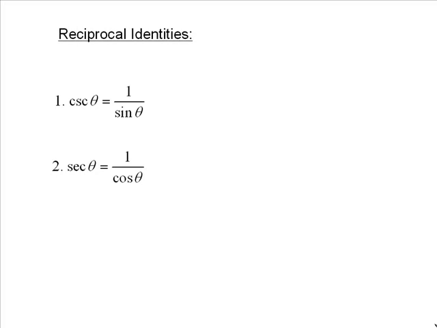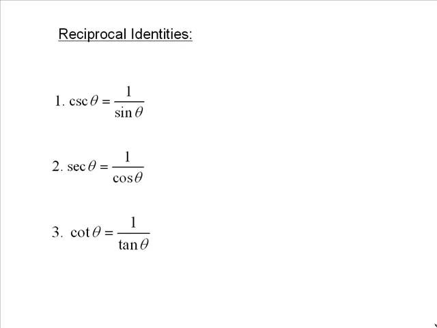The second one, secant theta is equal to 1 over cos theta. Same restriction, pretty much. Cos theta cannot be equal to 0. The third one, cotangent theta is equal to 1 over tan theta. Always true except where tan theta equals 0. So nothing really new there.